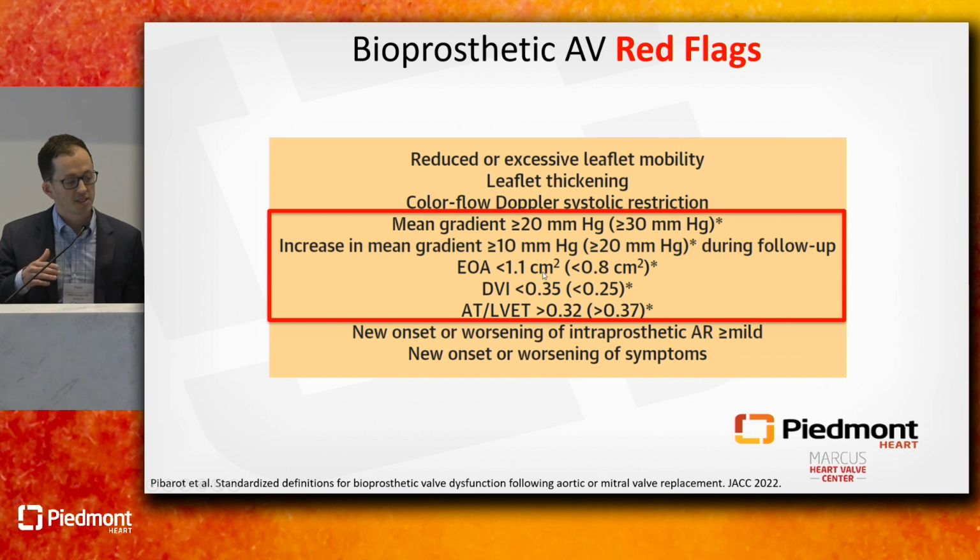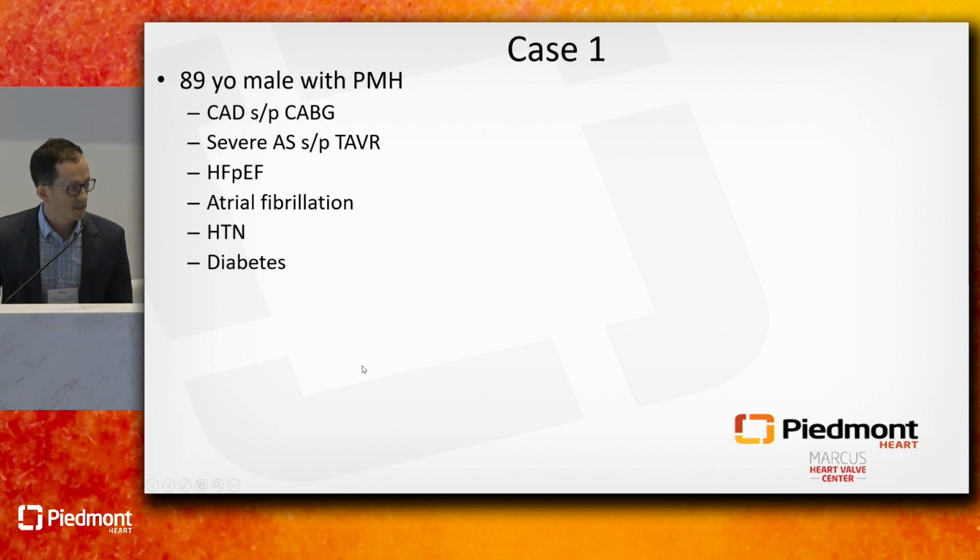When we're comparing these echoes from baseline echo to a follow-up echo, I think the dimensionless index is really helpful to compare. Has there been a change from that initial postoperative echo to the echo that you're reading at that time? So here's a case.